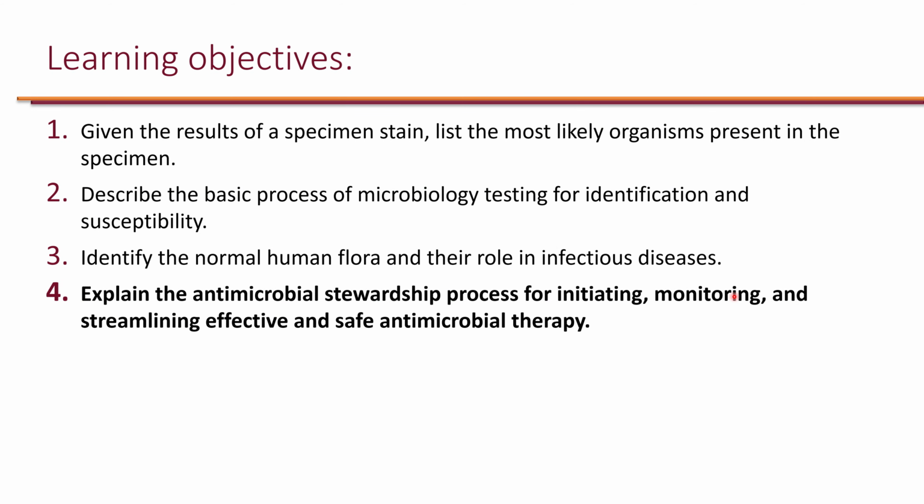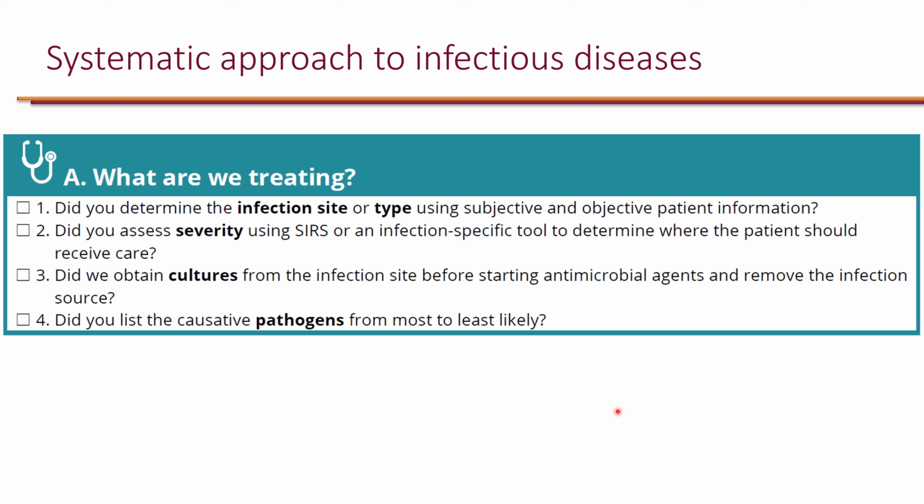We looked at the results of a specimen stain to list the most likely organisms present in the specimen. We described the basic process of microbiology testing for identification and susceptibility, and we identified the normal human flora and the role in infectious diseases. Now, let's explain the antimicrobial stewardship process for initiating, monitoring, and streamlining effective and safe antimicrobial therapy. The first thing to do in a systematic approach to infectious diseases is to start with the question, what are we treating? And there are 4 questions to ask.